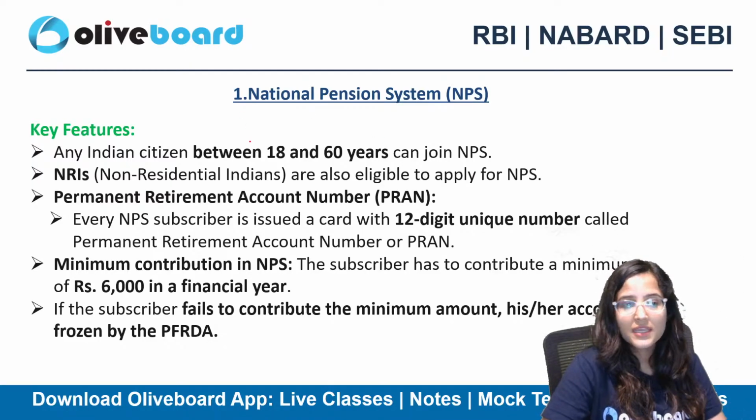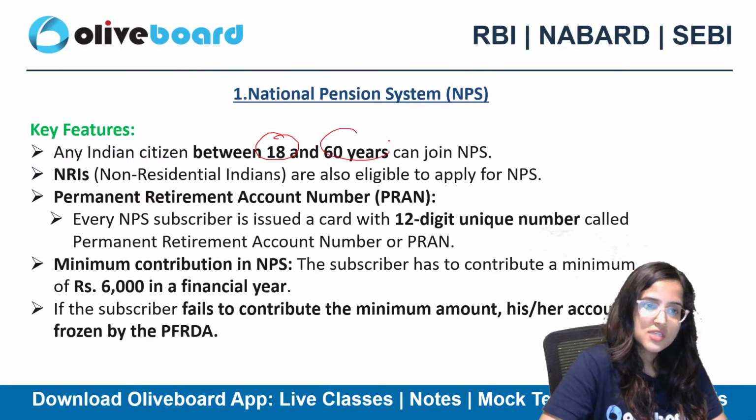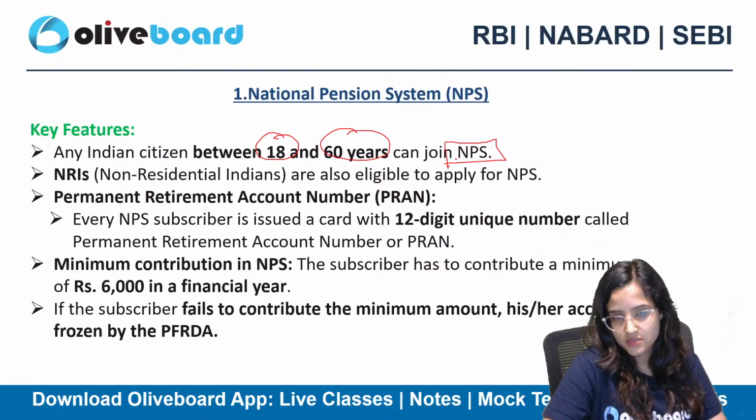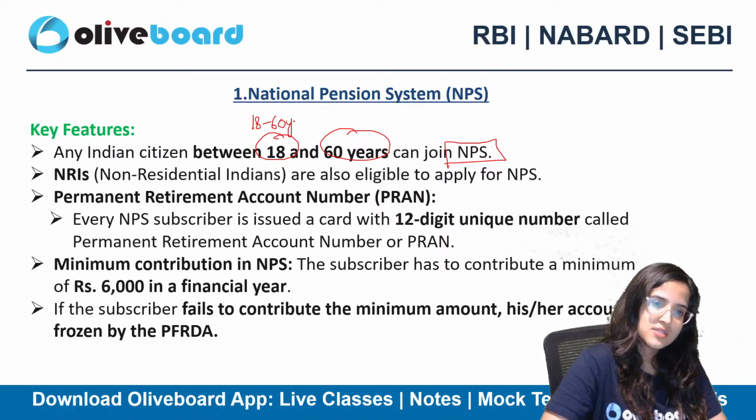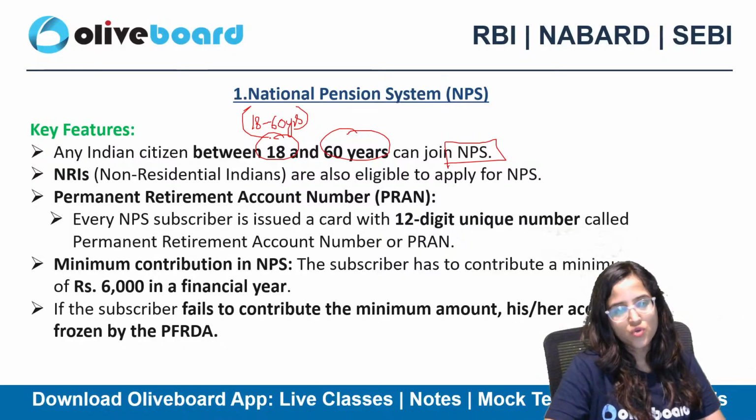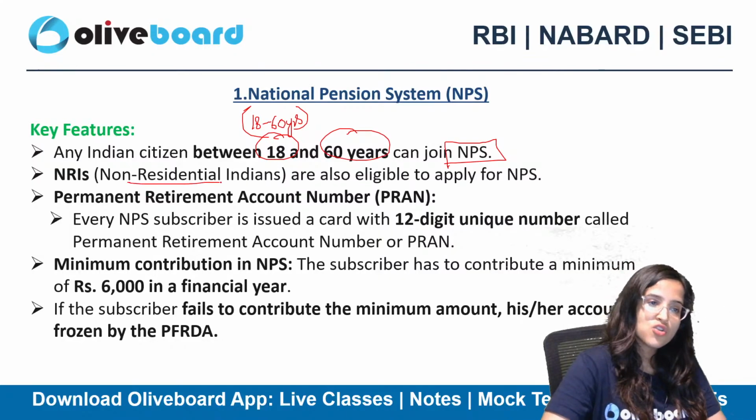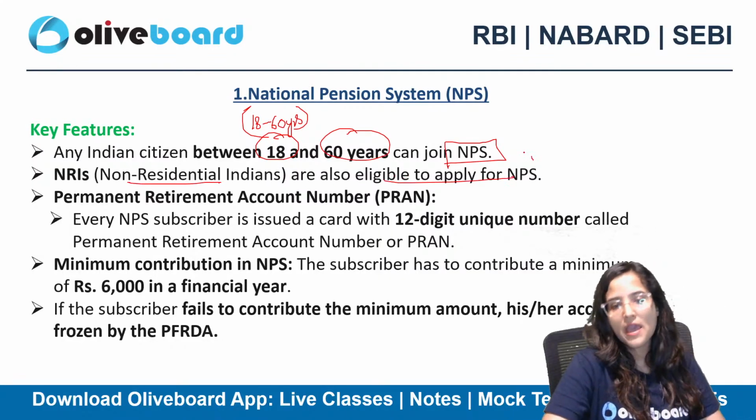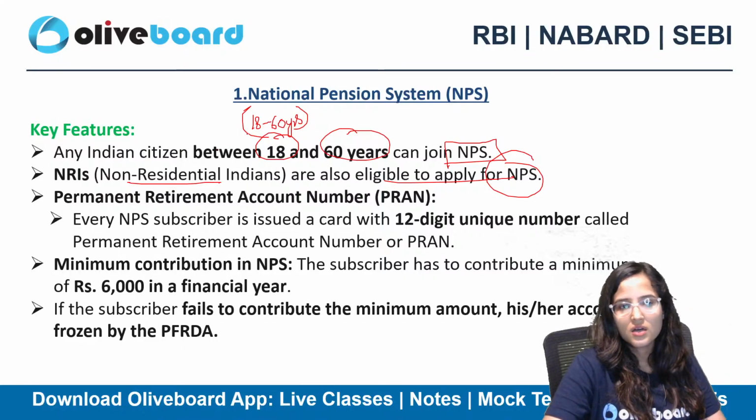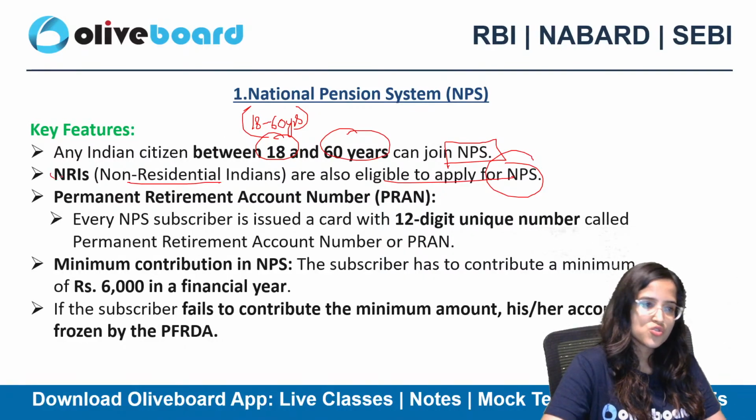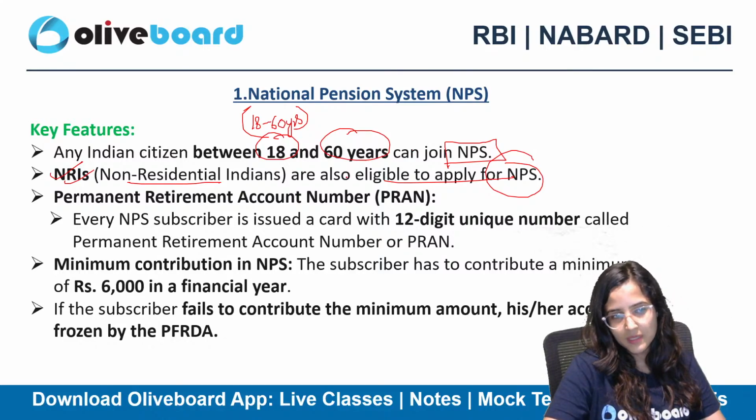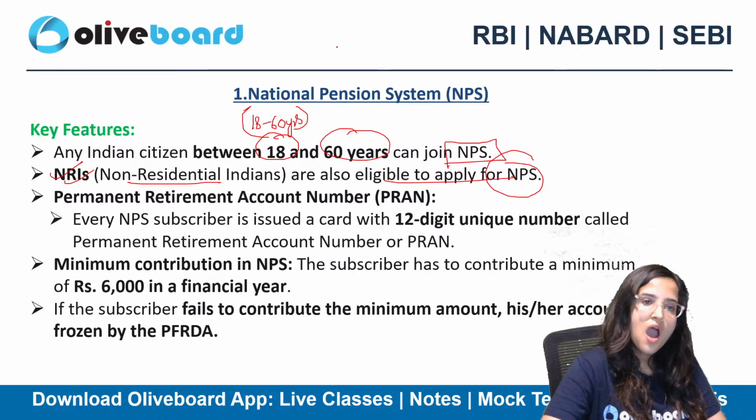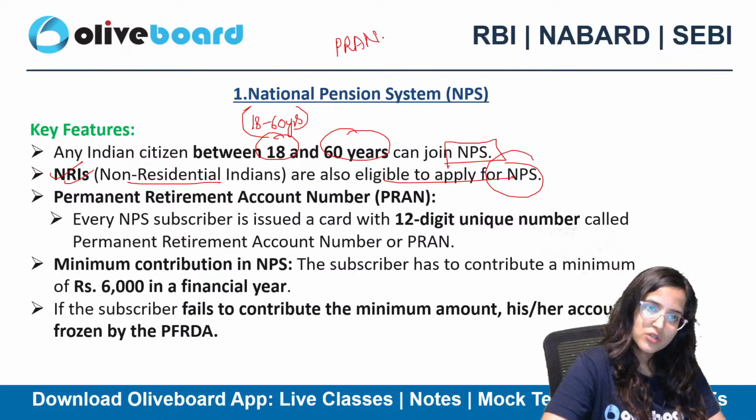So, any Indian citizen who is between 18 to 60 years can join NPS. So, who can join NPS? 18 to 60 years is the limit. NRIs, the non-resident Indians, are also eligible to apply for NPS. So, it's not just the Indian citizen, it is also the non-resident Indians who are eligible to apply for NPS. There is this PRAN account number that you might have heard of in the news also.